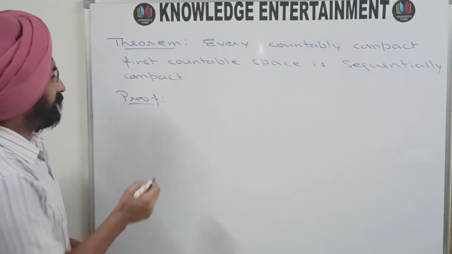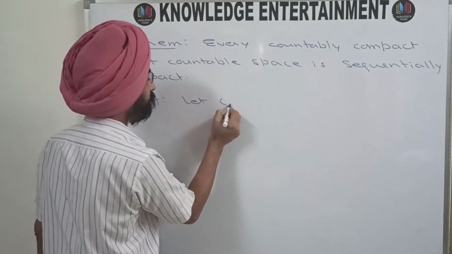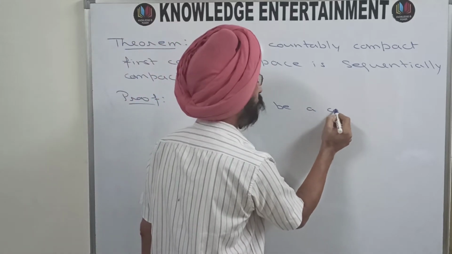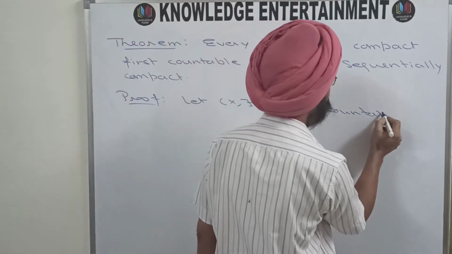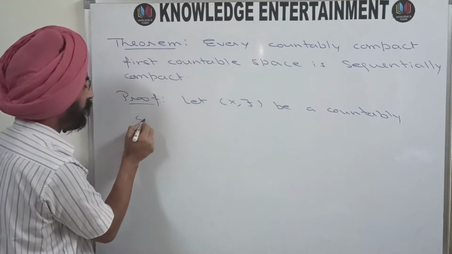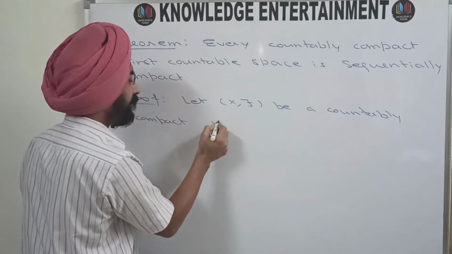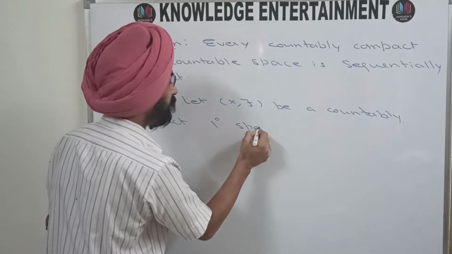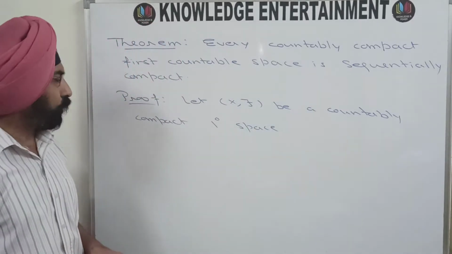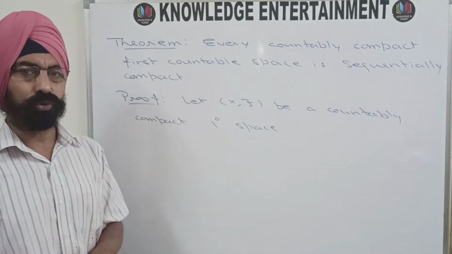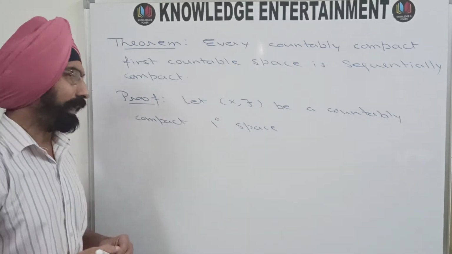So let (X, tau) be a countably compact first countable space. I can write 1-0 space for first countability. So let (X, tau) be a countably compact 1-0 space, and we will show that it is also sequentially compact.